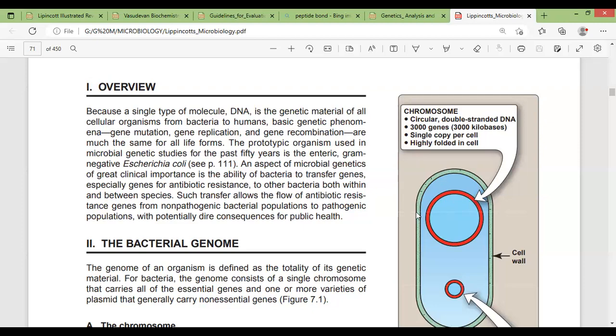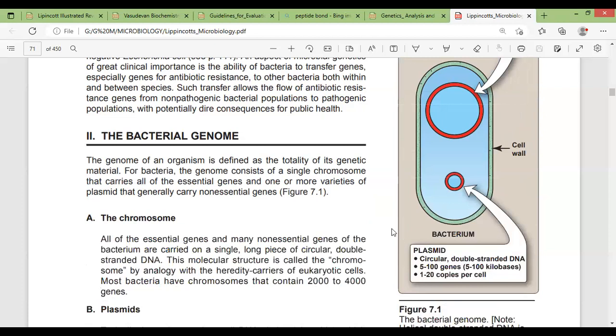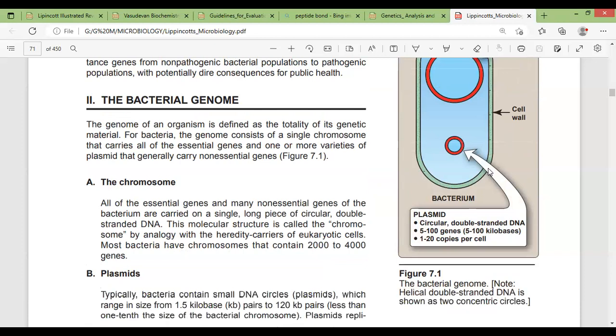So looking at bacterial genetics, we've already said we know what a chromosome is, right? And we said the plasmid here is an extra chromosomal DNA. Applications in biotechnology, for example, use insulin from E. coli, right?